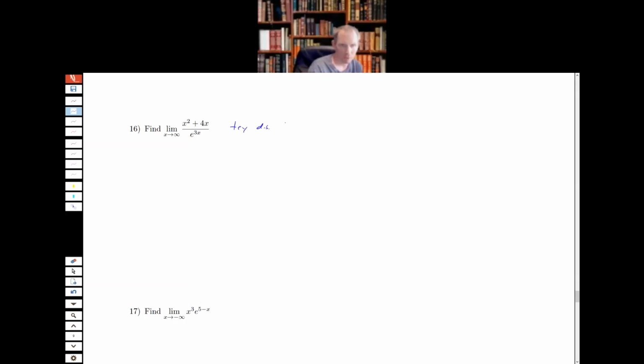So I'm going to try direct substitution. I get infinity plus infinity over infinity. So that is the right form for L'Hopital's rule. So I'm going to get a new limit as x goes to infinity. When I take the derivative of the top, I'm going to get 2x plus 4. When I differentiate the bottom, I get e to the 3x times 3. Try direct substitution. I get infinity plus 4 over infinity. Okay, infinity plus 4 is still infinity. So I'm going to use L'Hopital's rule again.